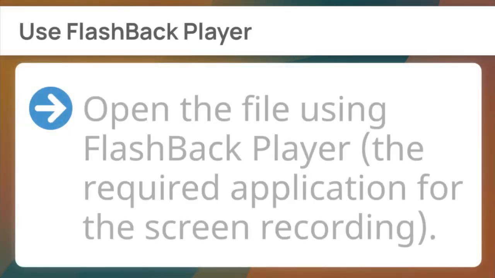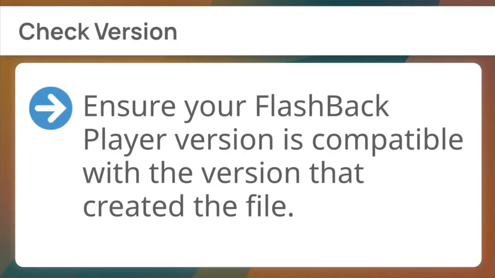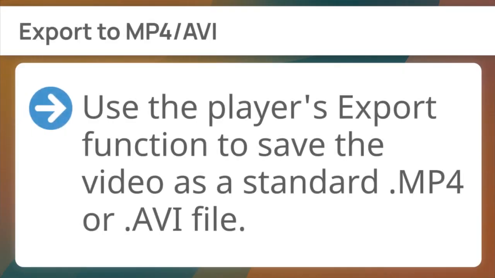First, use FlashBack Player. Open the file using FlashBack Player, the required application for the screen recording. Next, check version. Ensure your FlashBack Player version is compatible with the version that created the file. Finally, export to MP4 AVI. Use the player's export function to save the video as a standard MP4 or AVI file.